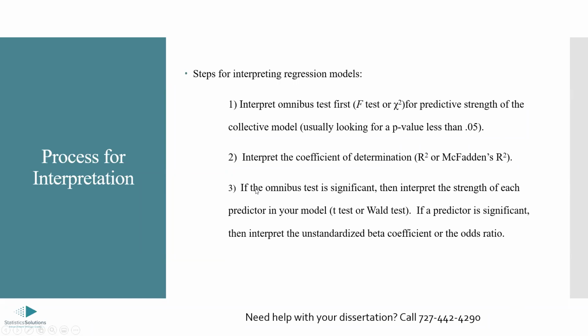Now, step 3 is contingent on step 1 being significant. So if your omnibus test is significant, you do have a p-value less than 0.05, then you want to interpret the strength of each predictor in your model. And the way we do this is with a t-test for a linear regression and a Wald test or a chi-square test for a logistic regression. And if it's significant, that's when you interpret the beta coefficients and odds ratios. If step 1 is not significant, you don't go to step 3. You just stop right there.